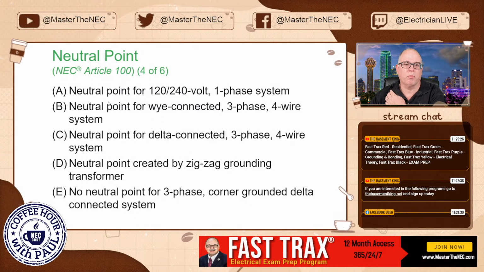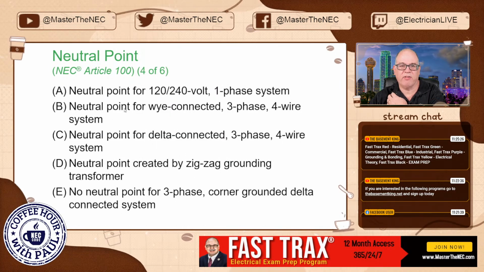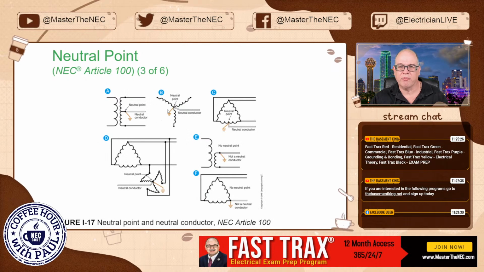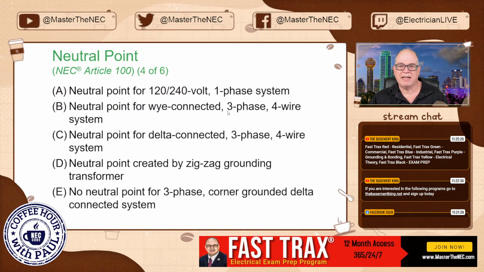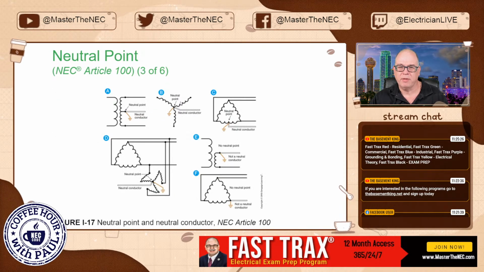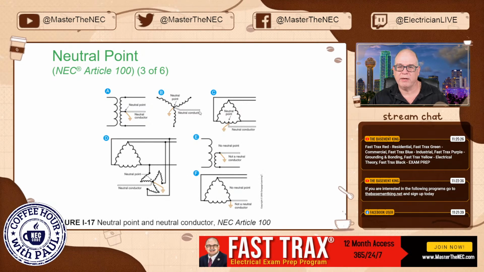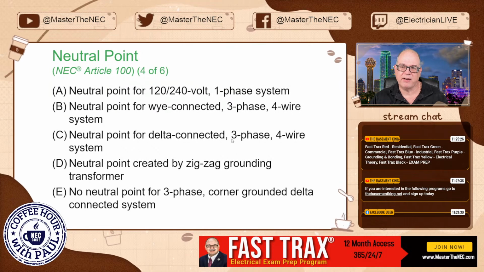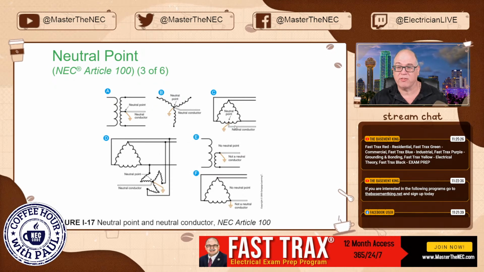All right, so neutral points. You see here A, there's A. That's a neutral point on a 120/240-volt single-phase system. There's B, that's the Y connected, a 3-phase 4-wire system. 1, 2, 3, 4, 1, 2, 3, and 4, okay? C is a neutral point on a delta connected 3-phase 4-wire system, okay?